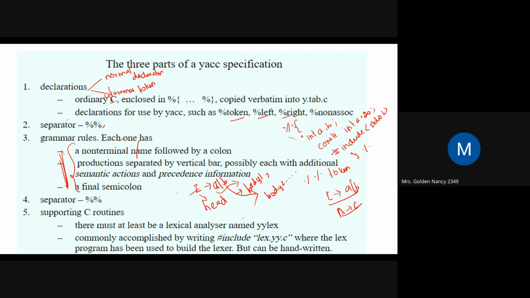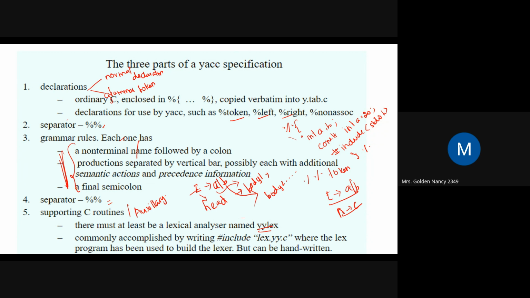Next, after that you will use a separator to separate the grammar rules, or the translation rules, from the auxiliary functions. The last part is called the auxiliary functions, where your additional part or the main work goes. There must be a lexical analyzer named yylex. This is mandatory, commonly accomplished with lex and yylval. Lex is a program used to build a lexical analyzer, but it can be handwritten. We'll see this with an example.